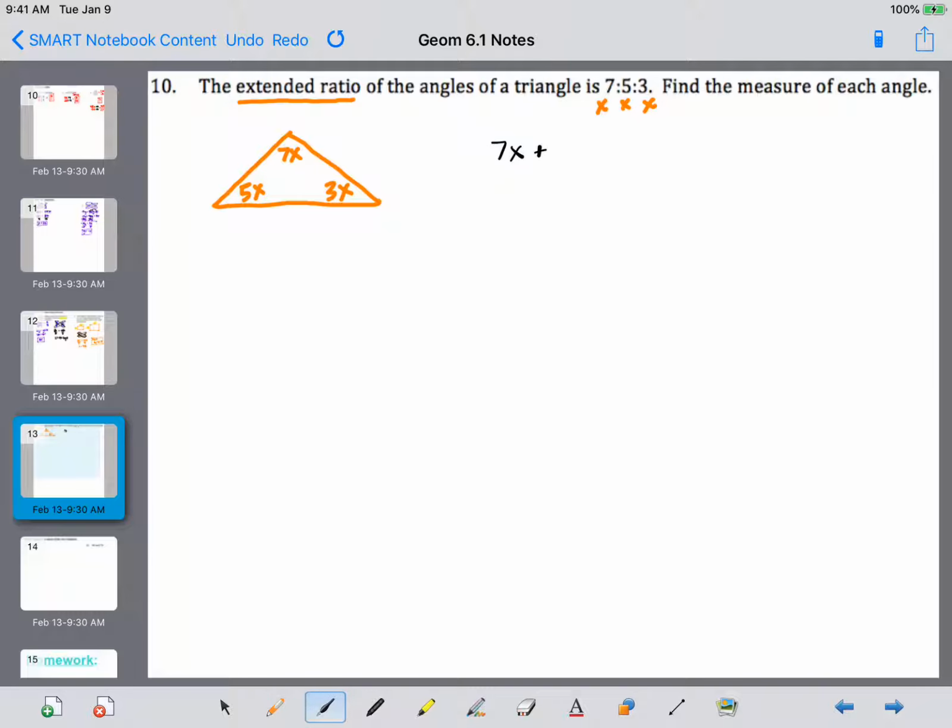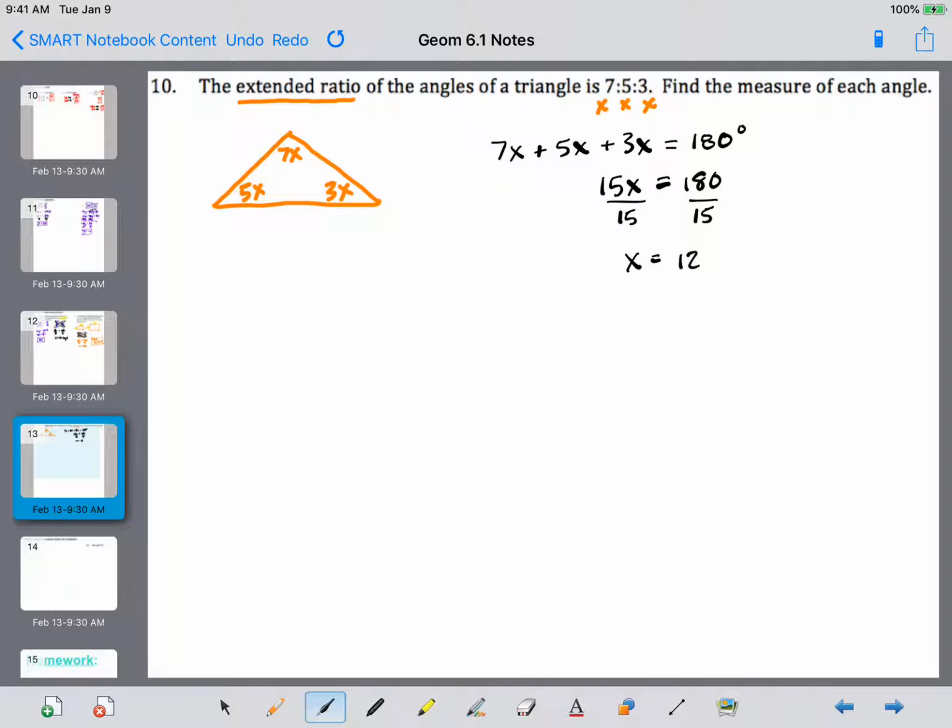So we're going to take those three angles, add them, and set them equal to 180 degrees. We've got a bunch of like terms here. 7x, 5x, and 3x add up to 15x. And then if we divide both sides by 15, 180 divided by 15 ends up being 12.